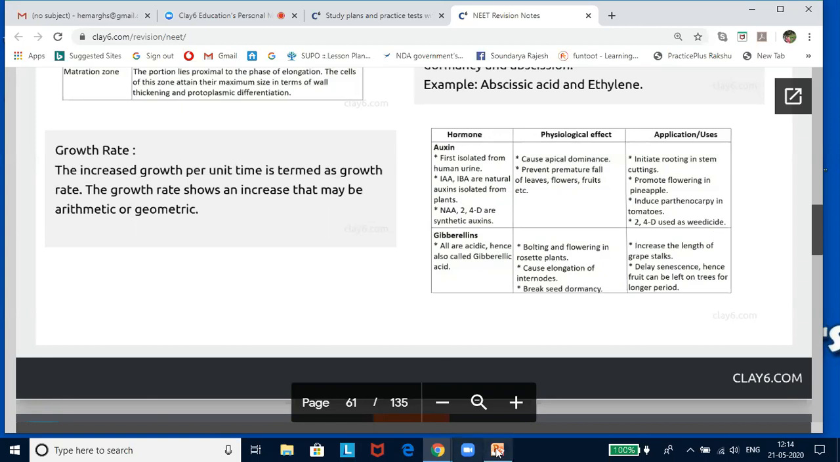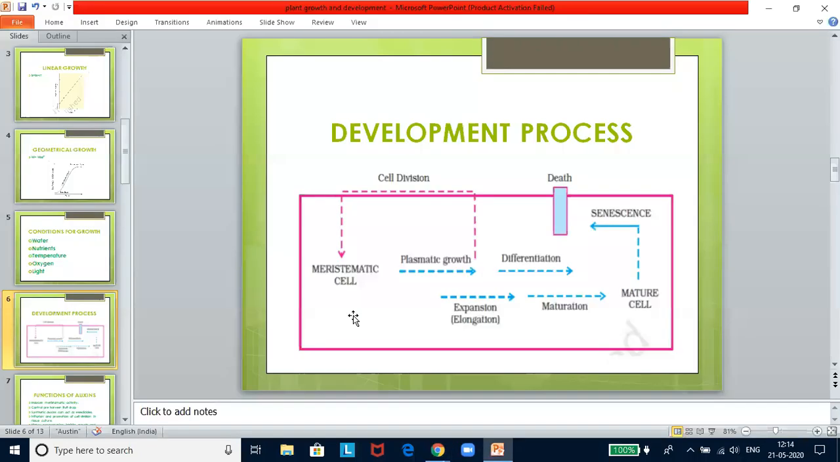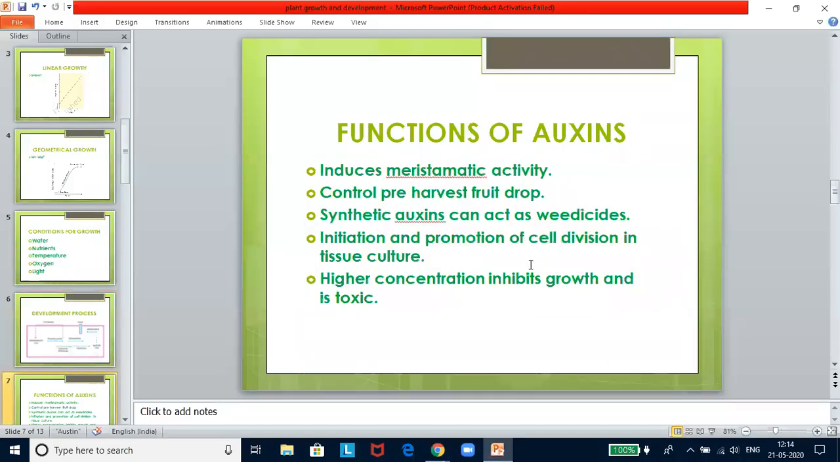Now, let us look at the functions of these auxins. Auxins help to induce meristematic activity and new cells are formed. This leads to the formation of adventitious roots at the base of the cuttings. This fact is of great practical importance and has been widely utilized to promote root formation in economically useful plants, which are propagated by cuttings. Auxins also control pre-harvest fruit drop. So before harvesting, it ensures that the fruit is not going to fall from the tree.